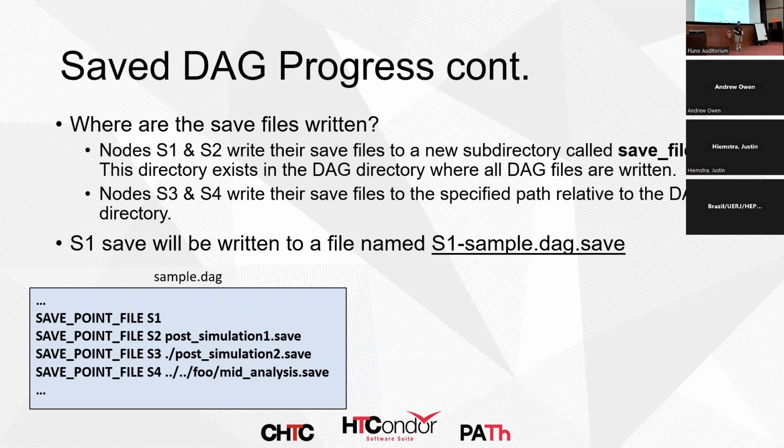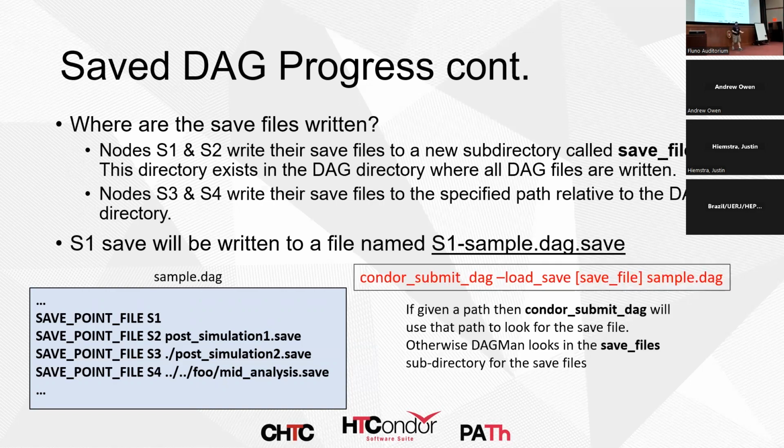It's pretty simple. And then to reload a save file is pretty simple. You do condor_submit_dag -load_save, the save file, and your DAG. Simple as that. Once again, in this case, we respect the paths you give. So if you tell me my save file is here, we'll check there, we'll read it, all is good. If you just give us the name of a file, we'll expect it to be in the save files subdirectory.